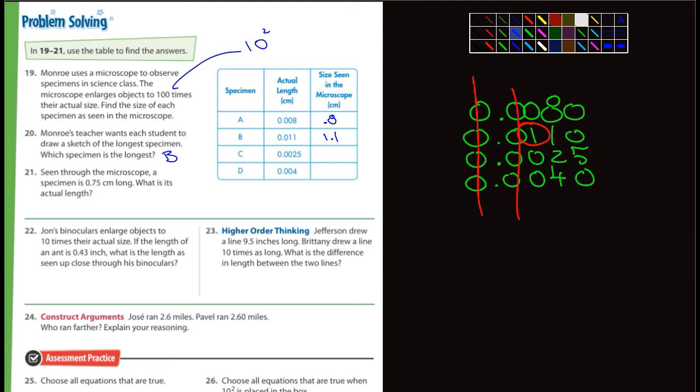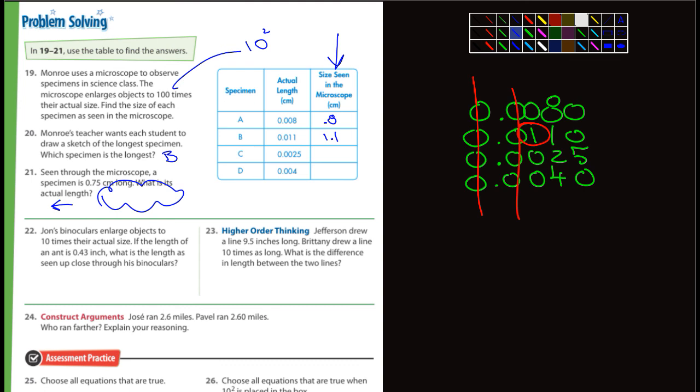Let's see. Seen through a microscope, a specimen is, now it would be as if it's in this column. What would its actual length be? So think about it. You're now doing the opposite of what we've been doing. So which way would the decimal go? Because the actual length is going to be smaller, so it's going to go to the left. So I won't answer that. I think you guys can figure that out and put your answer in there.